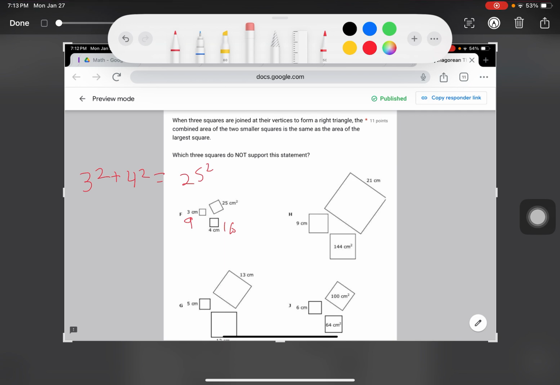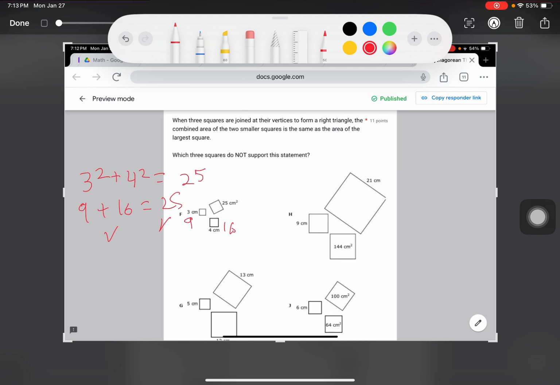Wait, 25 is area, so you do not square it. Sorry about that. You do not square the areas. If it has an area, that's already squared. So since 9 and 16 are smaller than 25, you do 9 plus 16 and see if you get 25, which you do, so that checks out. So that one would support the statement.